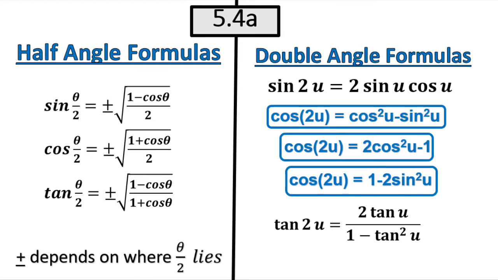There are several new formulas that you will find in Chapter 5, Section 4. The formulas that we will be focusing on are the half angle and double angle formulas. In 5.4a, we will learn how to establish some identities and also use the half angle identities to find an exact value without a calculator.